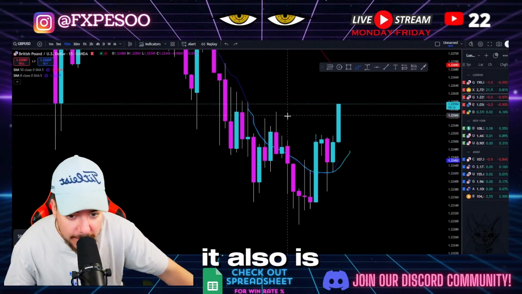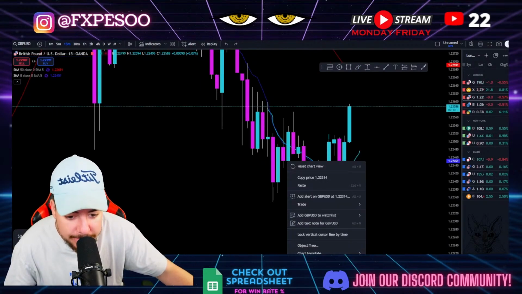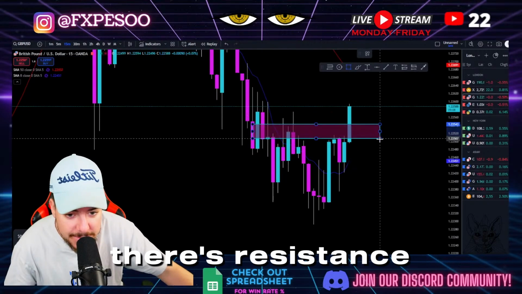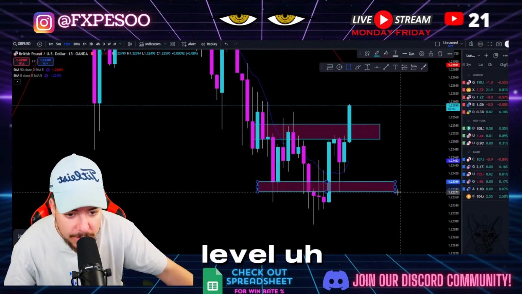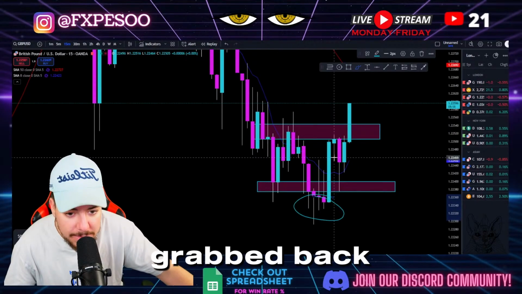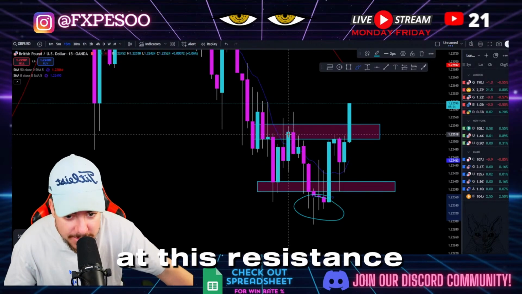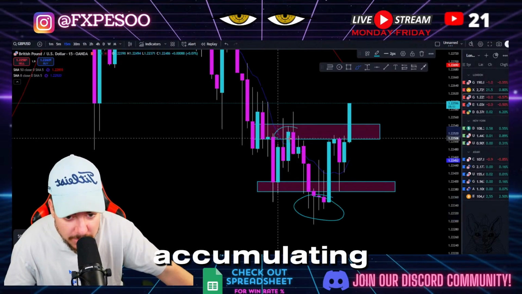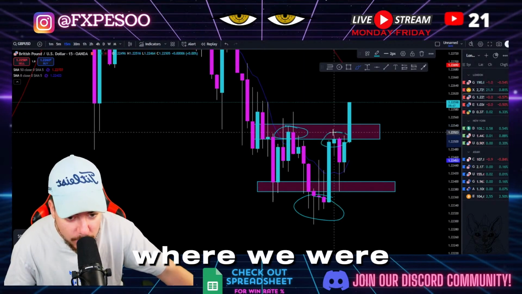Another way to look at it is, let's erase everything off the board real quick, to say, hey, there's a resistance level right here, right? Let's imagine this candlestick wasn't there before, and then we have our support level. We were in a range, we broke beneath, liquidity grabbed back into the range, and then once we were back in the range, we were back at this resistance level, right? This is where price was accumulating. We're accumulating, and then we melt out and come back to that level where we were accumulating.